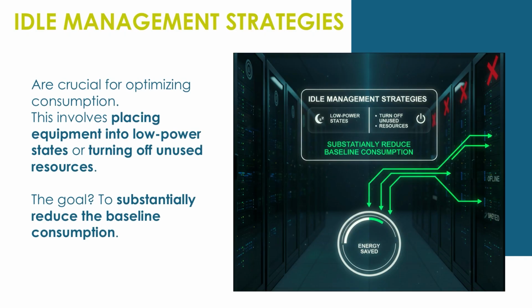Similarly, idle management strategies involve placing equipment into low power states or turning off unused resources, which can substantially reduce the baseline consumption. Another similar strategy is hardware right-sizing, which consists in selecting equipment that matches workload requirements. Over-provisioning results in unnecessary power draw and underutilized assets, while careful capacity planning ensures optimal use.